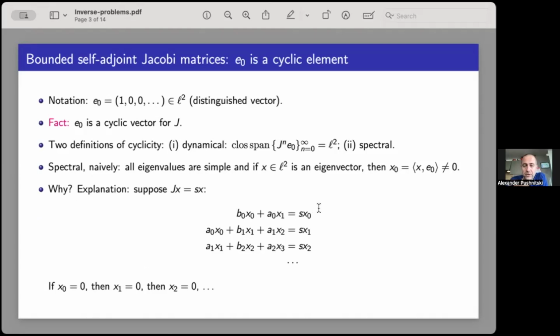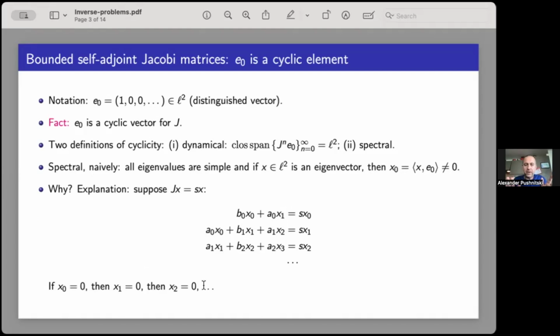Then looking at the first equation, it involves x naught and x1. So assume, to get a contradiction, that x naught is orthogonal to this vector x. That means the x naught coordinate is 0. And therefore, from the first equation, we see that x1 must be 0. Then going to the second equation, we see x1 and x naught are 0, then x2 is 0, and so on and so on and so on.